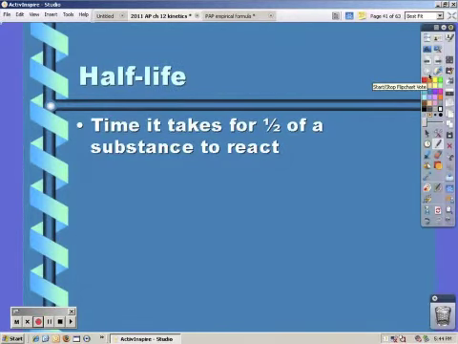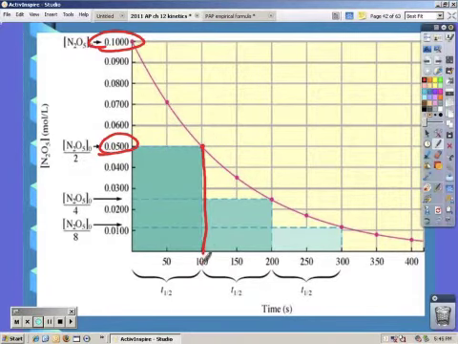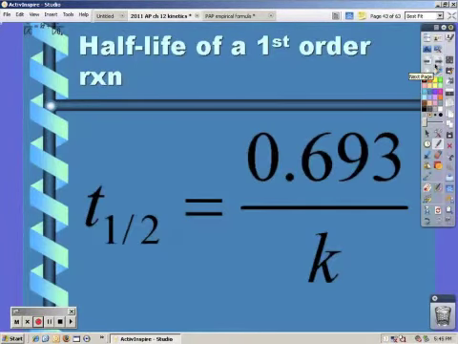A half-life is the time it takes for 1/2 of a substance to react. So if you notice here, we start with 0.1 molarity, and we have 0.05 molarity after 100 seconds. So that's the time of one half-life, which means at 200 seconds we should have half of that, and so on. The equation for half-life of a first order reaction is that t1/2, or half-life, is equal to 0.693 over the rate constant.